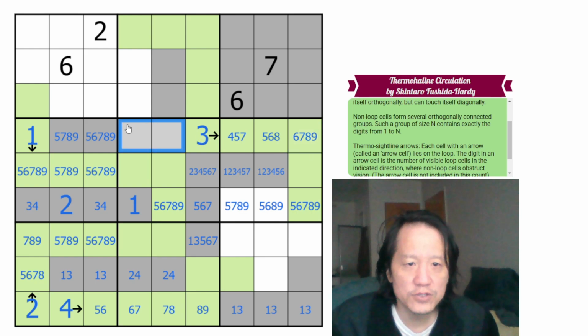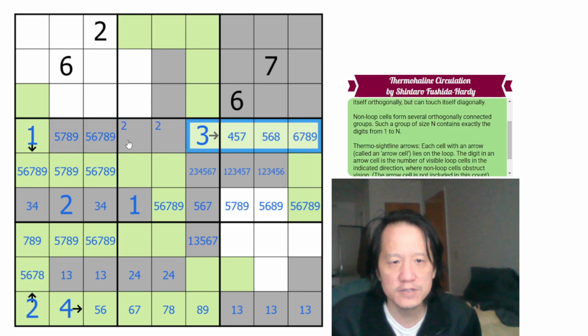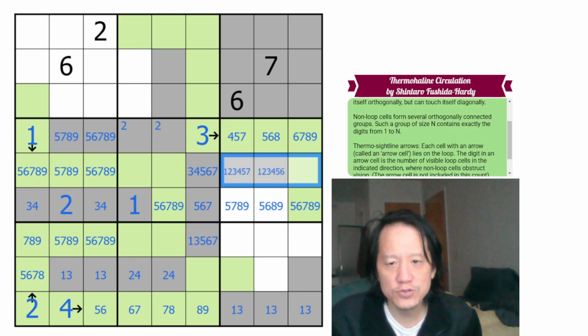So we know the 2 has to be one of these two cells. Because where else can it be in row 4? Can't be any of these. Can't be these two because the 2 is here. Therefore, this can't be 2. Therefore, the 2 is one of these 3 cells, and the 1 is one of these 3 cells.